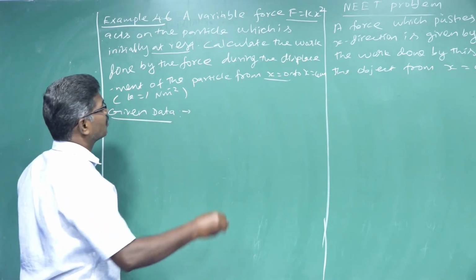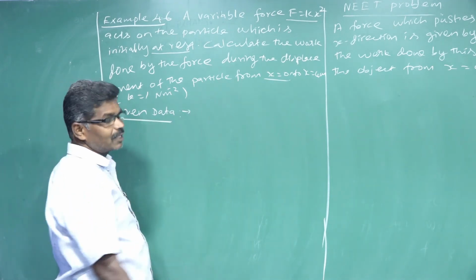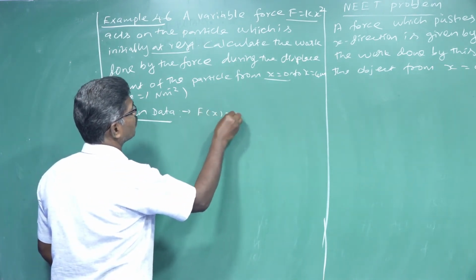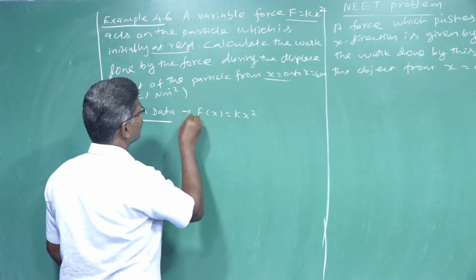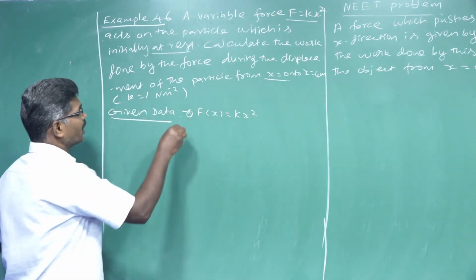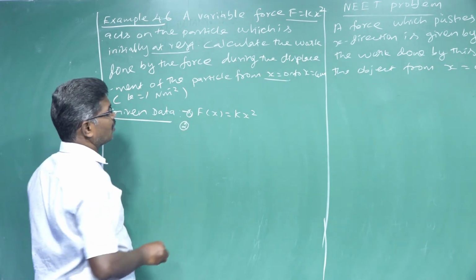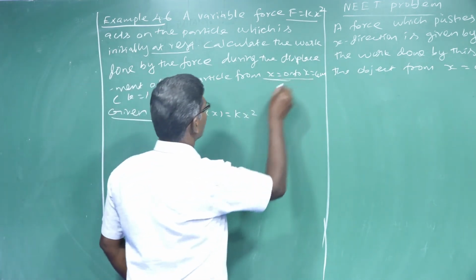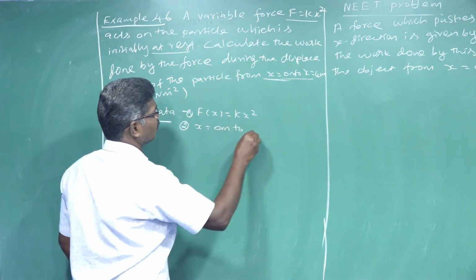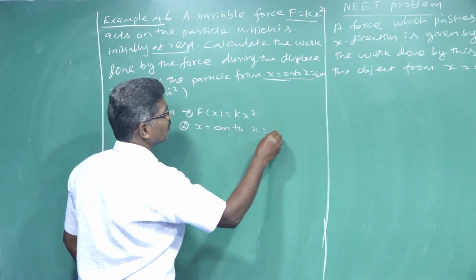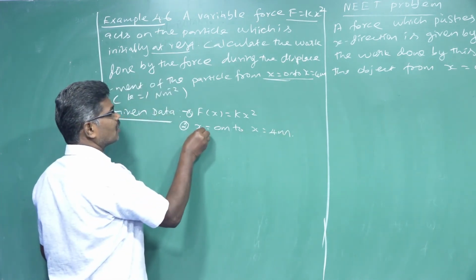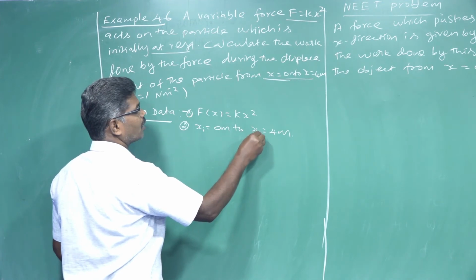One is force, which varies with distance. That's why we can take F of x equal to kx squared. This is the force we are going to take. Then we have a displacement next. That displacement is from x equal to 0 meter to x equal to 4 meter. That's why we are going to take an initial and final.